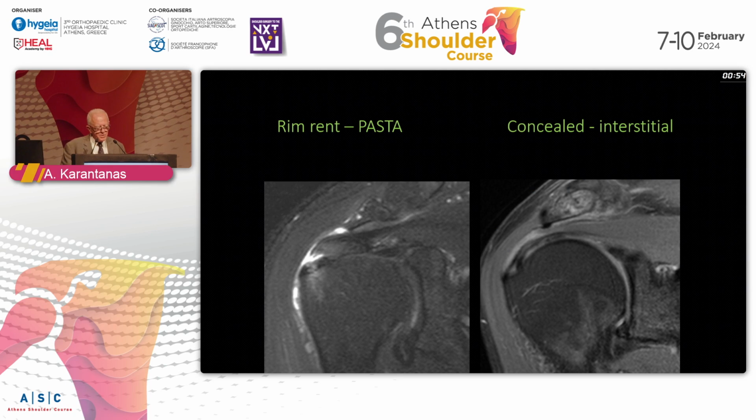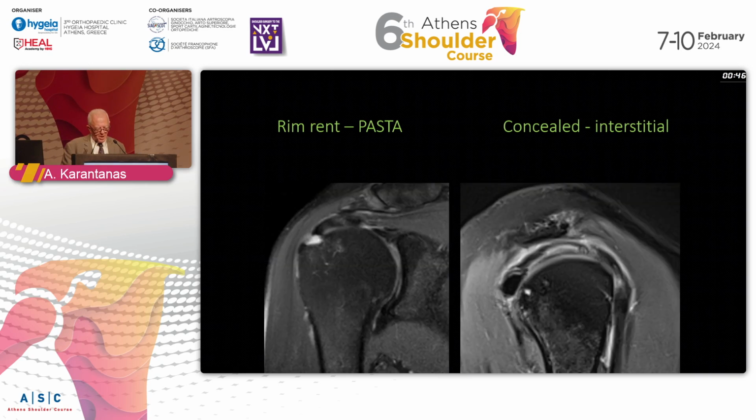A couple of examples: rim rent, anteriorly tear with some reactive bone marrow edema, concealed or interstitial tear, another rim rent tear, another interstitial tear, but in this patient we see also that there is a large calcific deposit with edema surrounding the calcific deposit, and therefore this is active, this is the cause of pain, together with the increased signal in the subacromial bursa in keeping with bursitis. We see also that there is thickening of the wall, which is responsible for the inflammatory response.